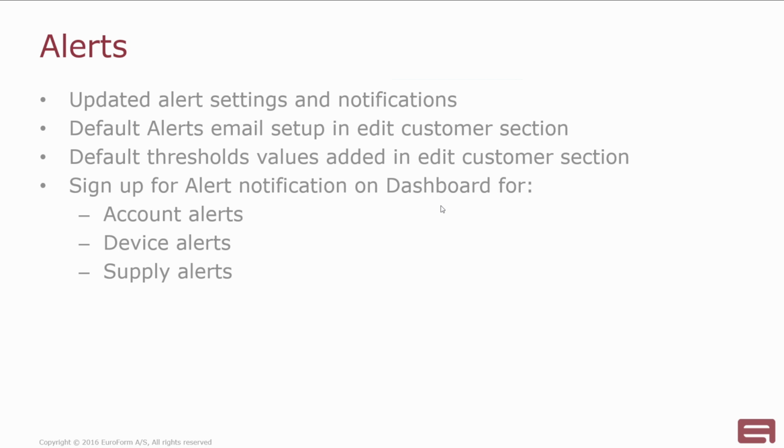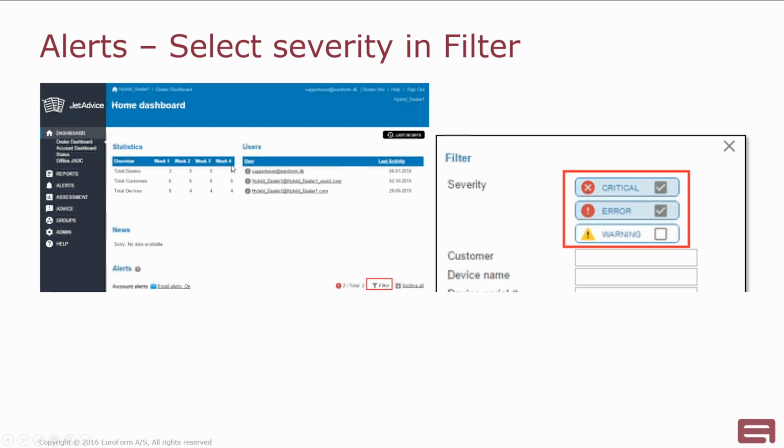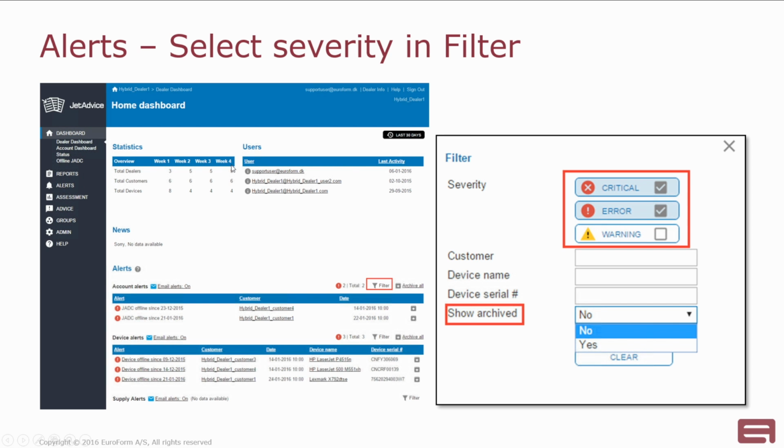Alerts. In JetAdvice, we use the word alert a lot when something happens, and we are setting it up to allow you to have better reaction times to when these alerts happen. On the dashboard, whether it be the dealer dashboard or account dashboard, by loading the alerts, you'll be able to see the different alert types for the accounts.